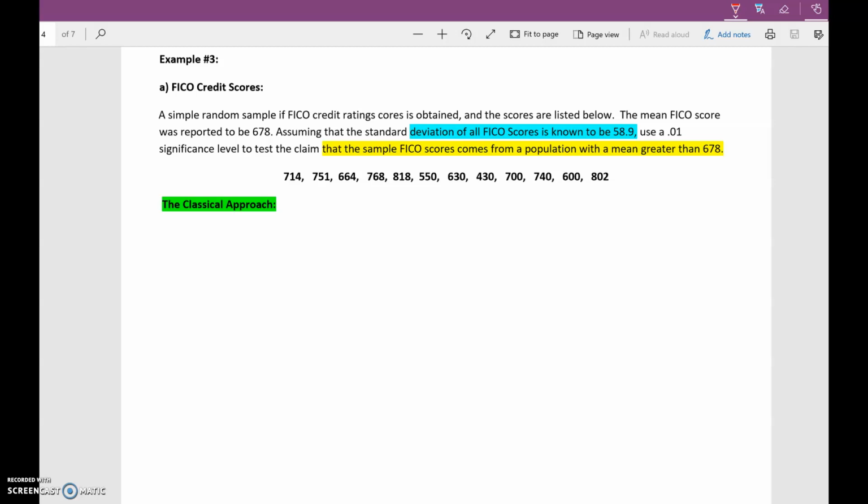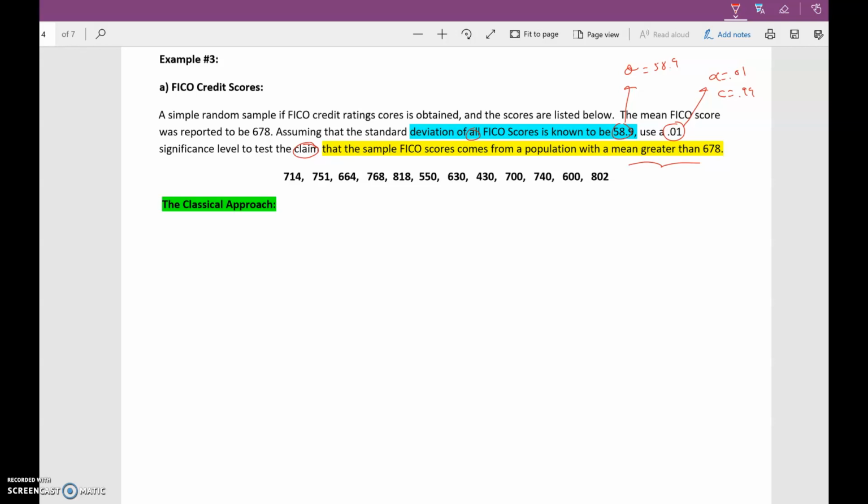In this particular one, we have to find a couple of the values for information. This one says that the standard deviation of all FICO scores is this much. So that means that technically sigma is equal to 58.9. This is technically your alpha, so this is 0.01, which means that the level of confidence is technically at the 99%.